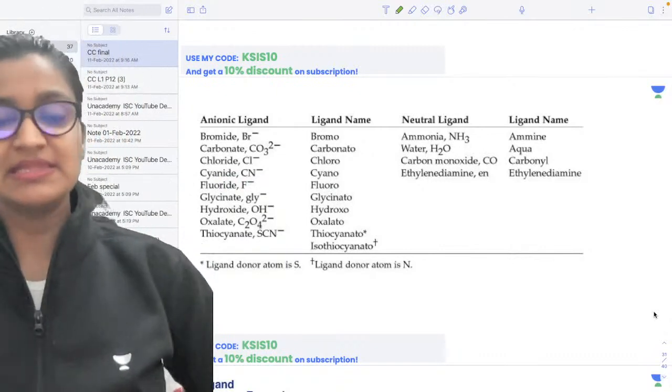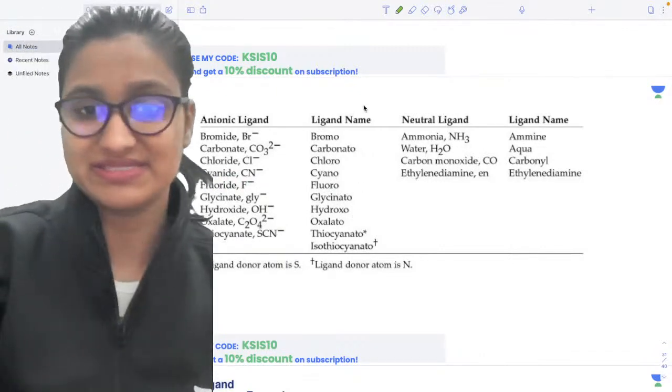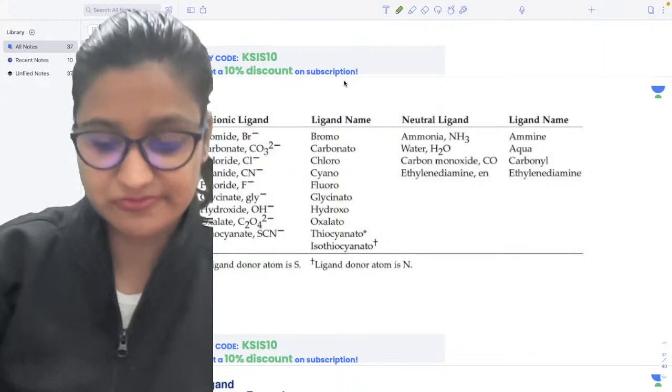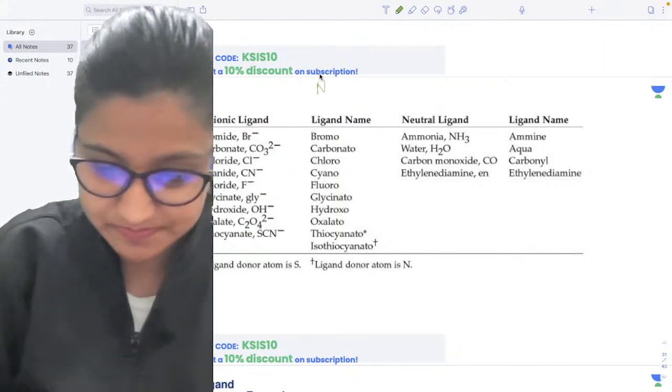Now let's learn how to name ligands. Okay, from here we are starting with the naming of ligands.